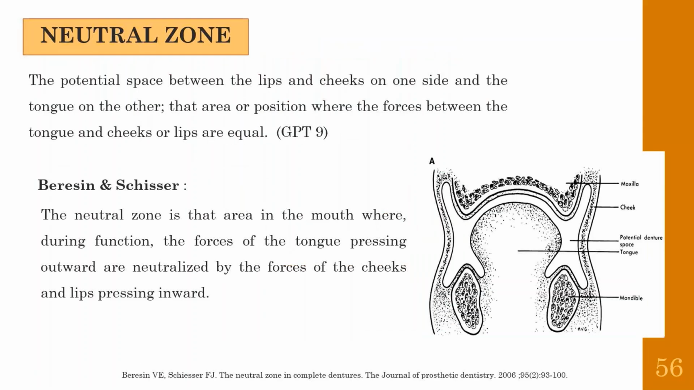Neutral zone: the potential space between the lips and cheeks on one side and the tongue on the other, or that area or position where the forces between tongue and cheeks are equal. Boucher and Schieser gave the neutral zone definition. The neutral zone is that area in the mouth where, during function, the forces of the tongue pressing outward are neutralized by the forces of the cheeks and lips pressing inwards.